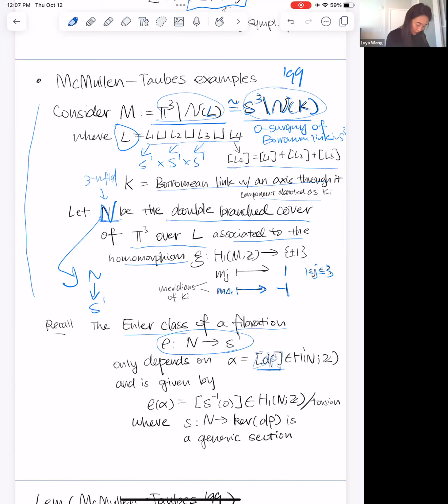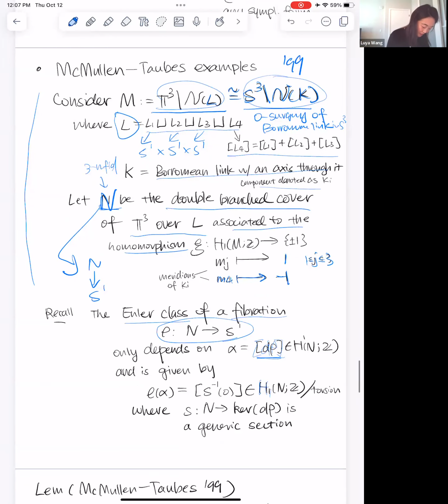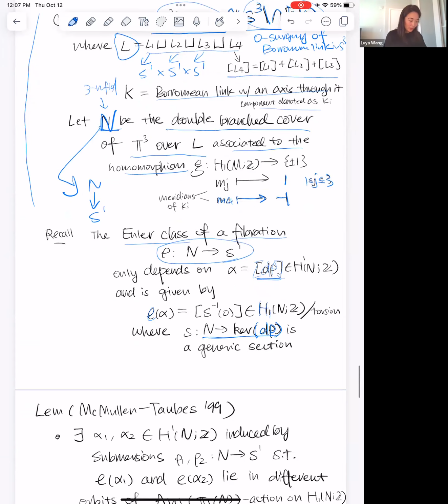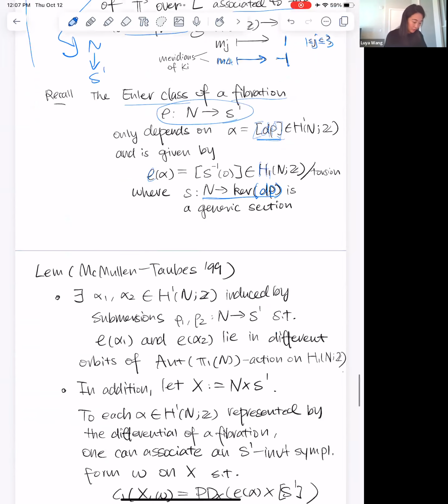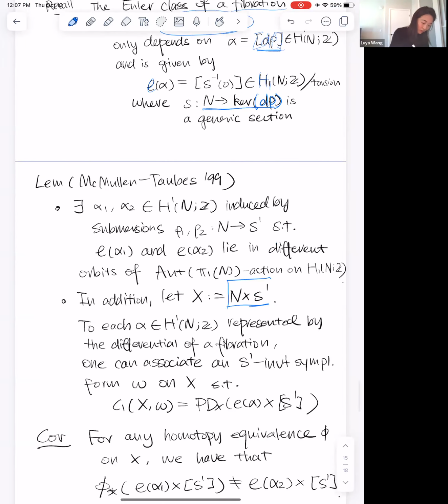So it might be a little weird that my Euler class is the H lower one, but this is how they discuss things. It's defined to be the zeros of a generic section of your three-manifold down to the kernel of your d rho. Okay, and the important thing is that this Euler class of a fibration is related to the first Chern class of the four-manifold X cross N cross S1.